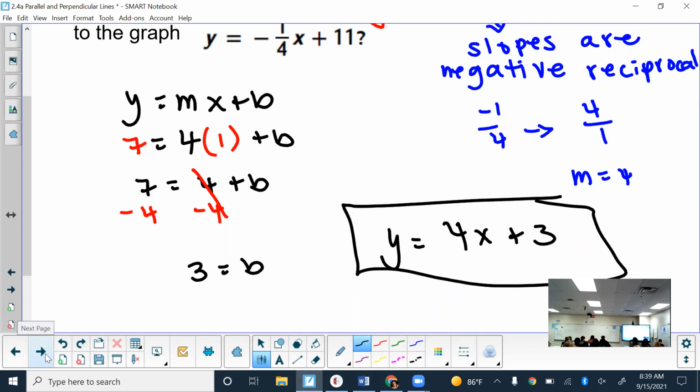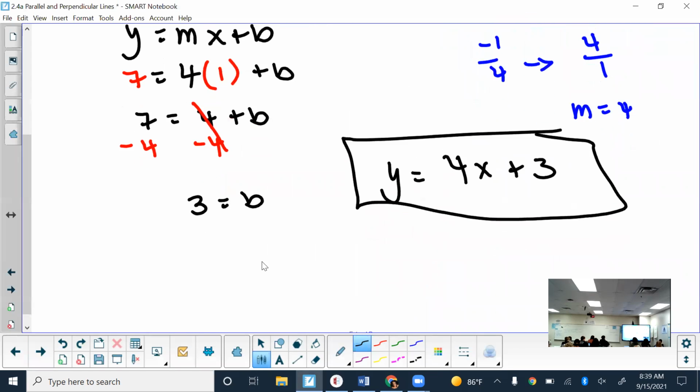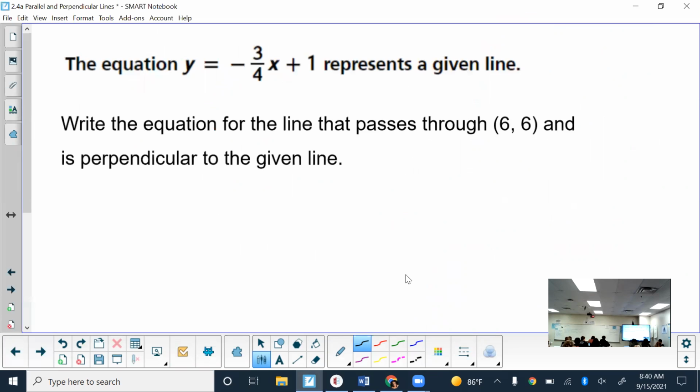Now we'll do the class example. Anyone still writing off of this page? All right, so now the class example. We have the equation y equals -3/4 x plus 1 represents the given lines. And it passes through 6, 6 and is perpendicular to the given line. So the key word there that'll help us first is the fact that it is perpendicular. So perpendicular lines have what kind of slopes?